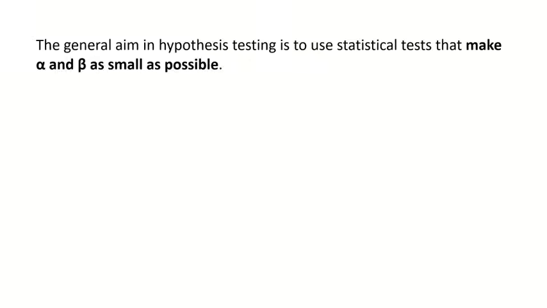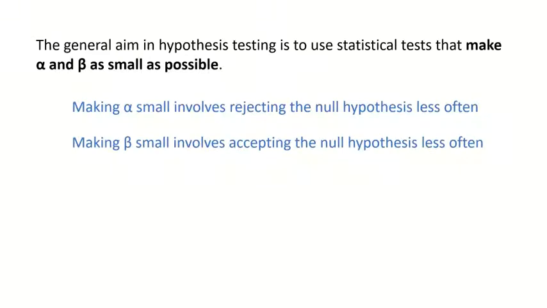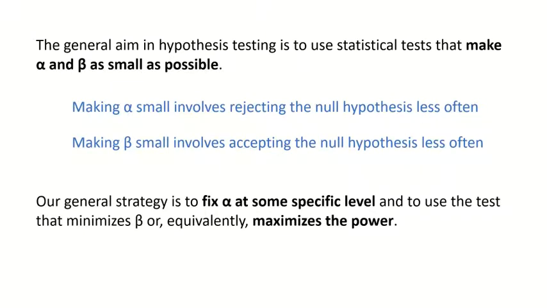But our aim in hypothesis testing is to make these probabilities for errors as small as possible. Making alpha small involves rejecting the null hypothesis less often, and making beta small involves accepting the null hypothesis less often. So the custom way to do this is to fix alpha first at our desired level and to make our method stringent to avoid bias, so as to maximize the power of the test, also known as minimizing beta.